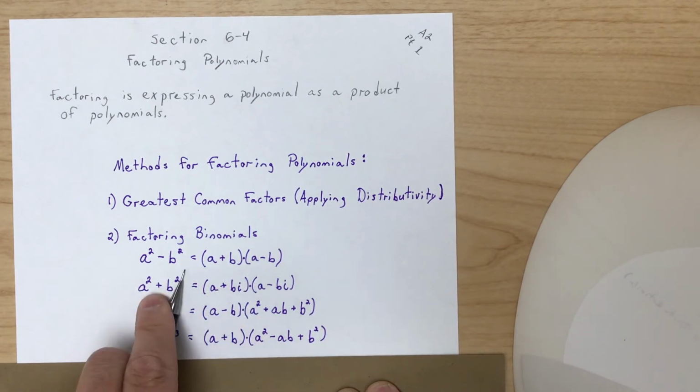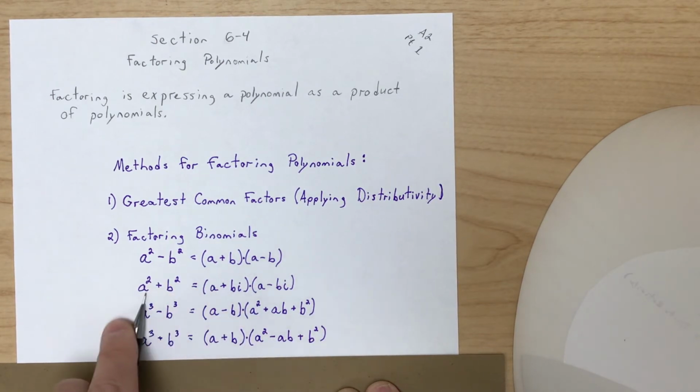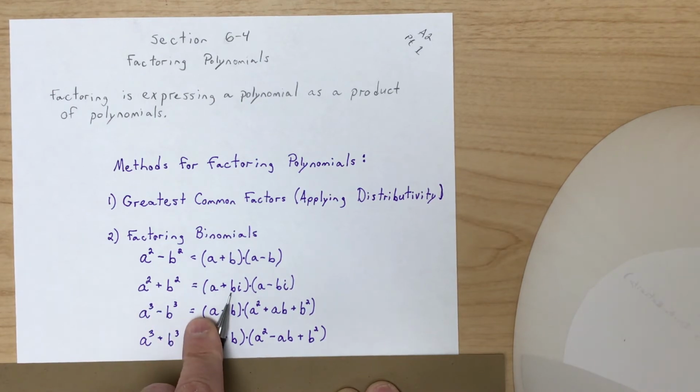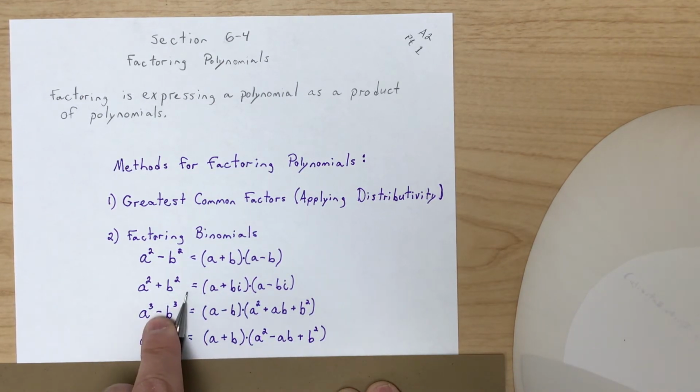I'll show some examples of that. Another type you're going to run across is called the sum of two perfect squares. Now these involve complex numbers, so again, that's why we have an i here. Don't know if I have any examples of that variety, but maybe we'll run across one, okay?